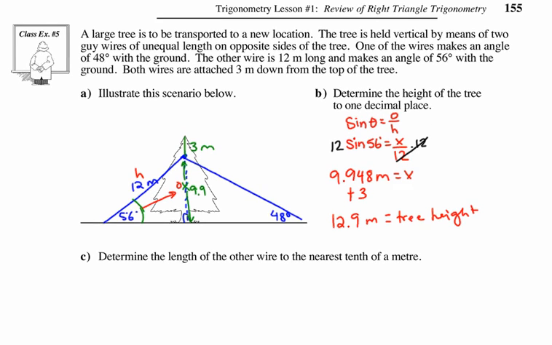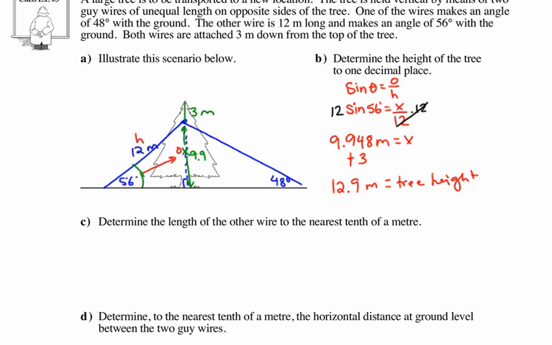Okay, it says determine the length of the wire to the nearest tenth of a meter, the other wire. So we need this wire here. Maybe I'll call that y, since we already used x. So with this triangle, we now know our opposite, and we're looking for our hypotenuse.